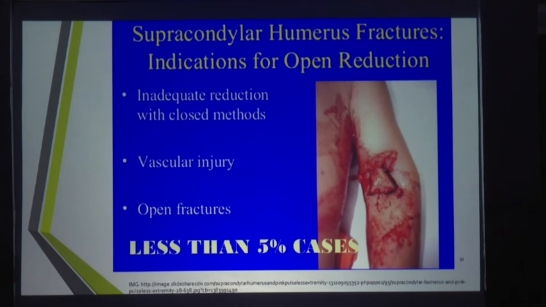In supracondylar fracture, the indication for open reduction is inadequate reduction with closed methods. Now it is not possible. This is a book entry actually. Vascular injury and open fractures. In open fracture also, now we do not do any more open reduction or take to OT. It is done.